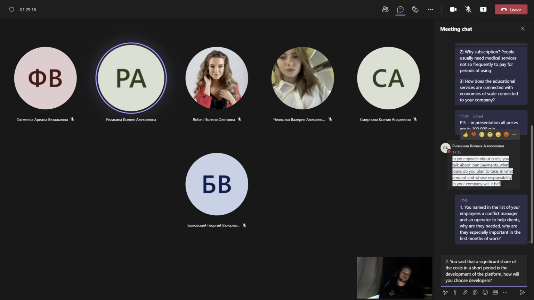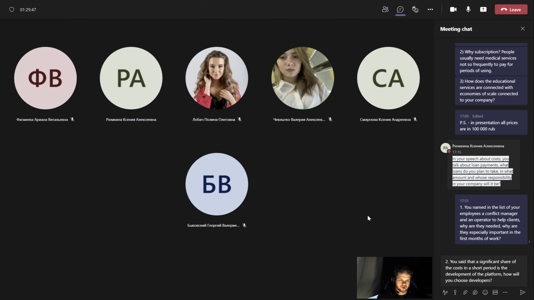These positions are very important in the first months of work of our application, because users will only start using our application and will only get acquainted with it. So help from our side is very important and needed. That's why we are sure that these positions are great for this period. Okay, thank you for your answer.